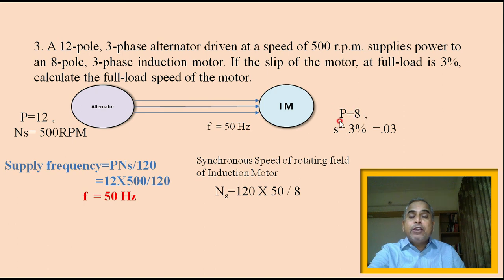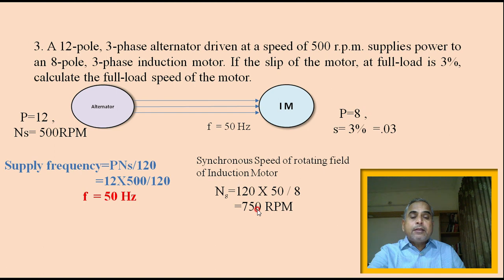You have to carefully look into this. It is the synchronous speed of the alternator, it is not the synchronous speed of the induction motor. You have to find out the synchronous rotating magnetic field speed by its supply frequency and the number of poles. That is Ns is equal to 120 F by P, that is 120 into 50 divided by 8. Then what we are getting here is 750 rpm. This 750 rpm is the Ns of the induction motor.